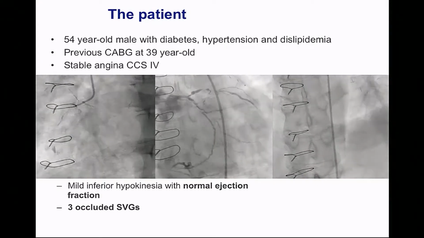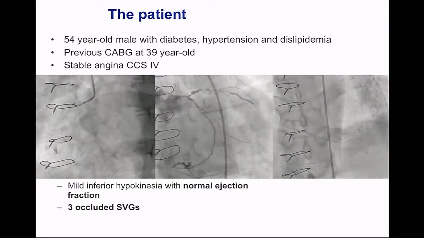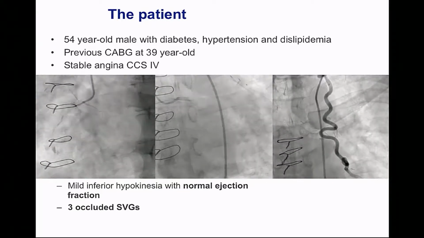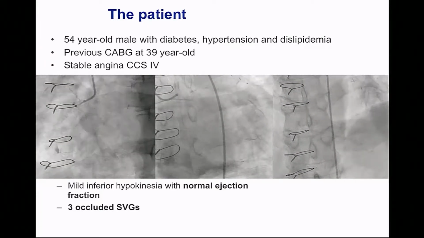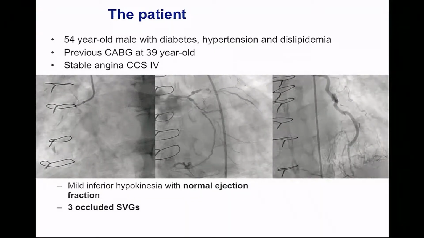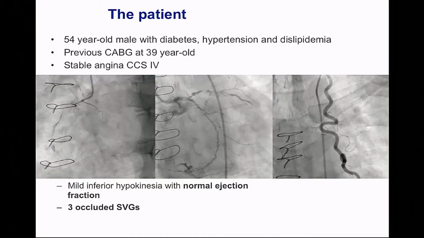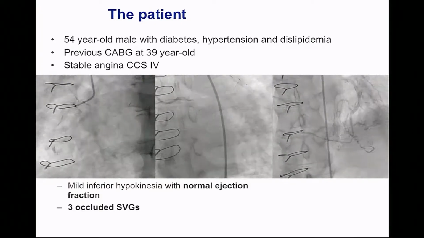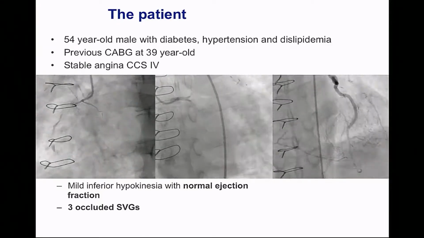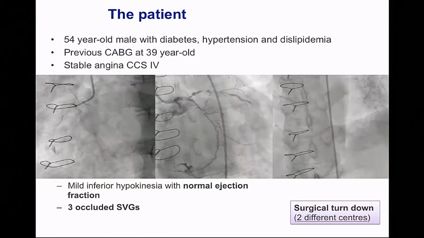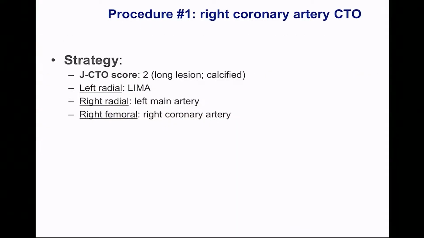On the mid image, you can appreciate again OM CTO and LAD CTO with a subocclusion of the diagonal. In the last image, you can see a nice LIMA going distally to the LAD and some collaterals going to the RCA. There was also a normal ejection fraction and 3 occluded SVGs. This patient was turned down for surgery in 2 different centers and came to our center.